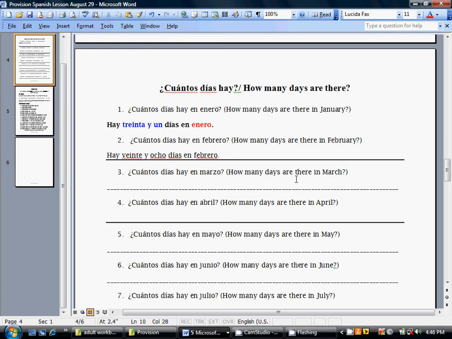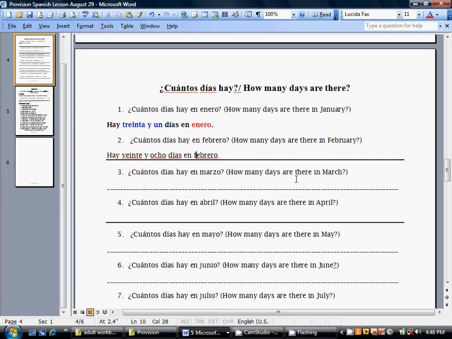So that is basically what I'm noticing about this activity. Again, the capitalization is being totally overlooked, and the punctuation. So please, you have the word order. Again, every statement begins with hay, then follows the number of days in the month. Then you have the words días, en, and then the month. So it really should not be difficult.